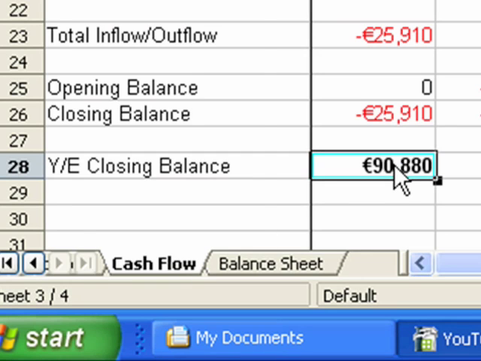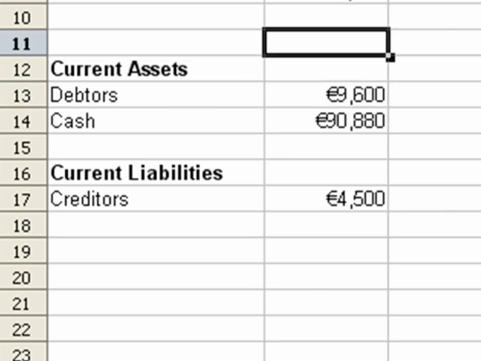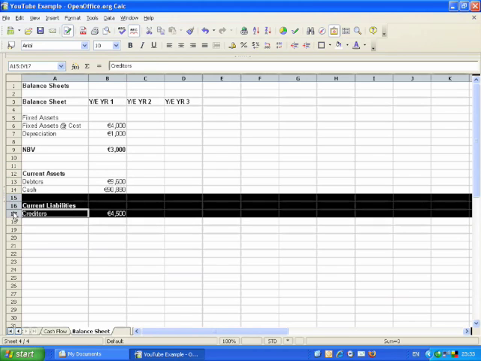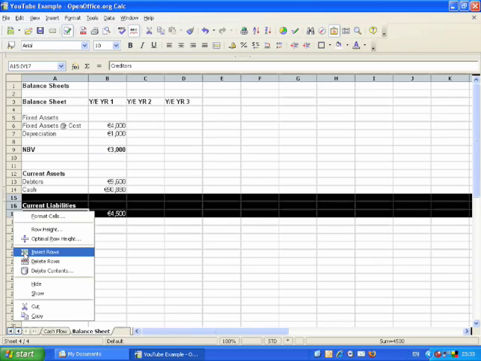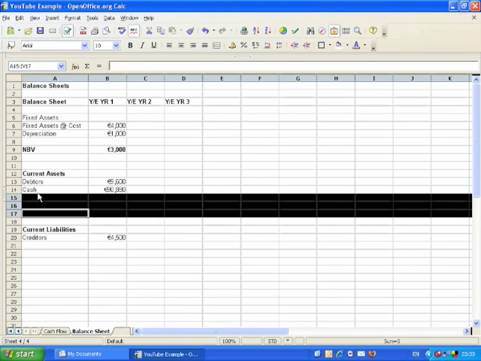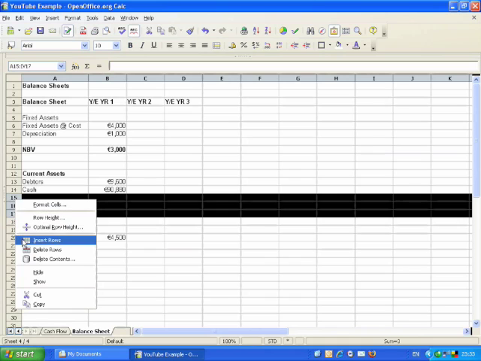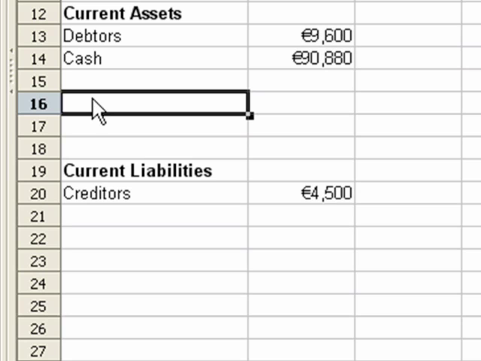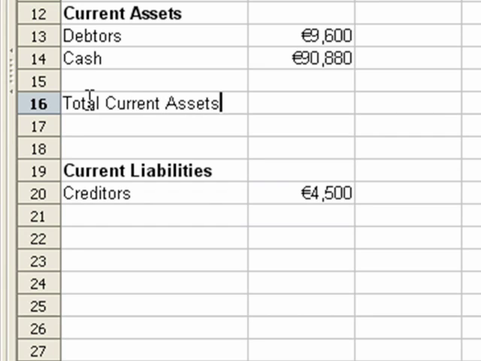Now, cash, if it's a positive closing balance, it goes under current assets, as we've just shown. If it's a negative closing balance, it goes under current liabilities. It's important to realize that. So we're nearly finished our balance sheet now. And because we have two figures here under current assets, we add our current assets together to get our total current assets.